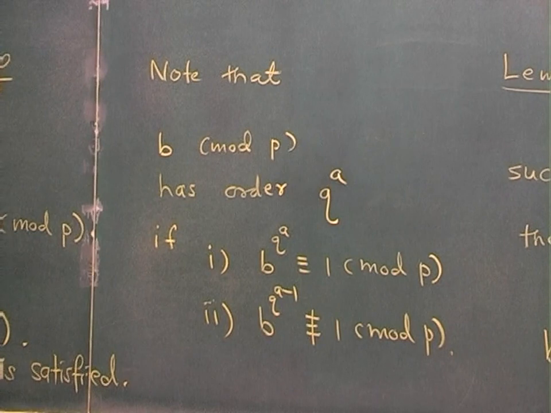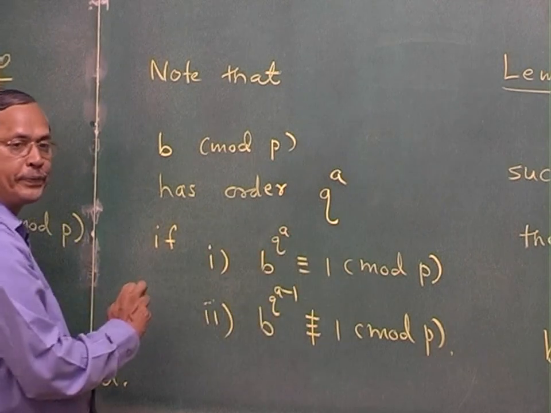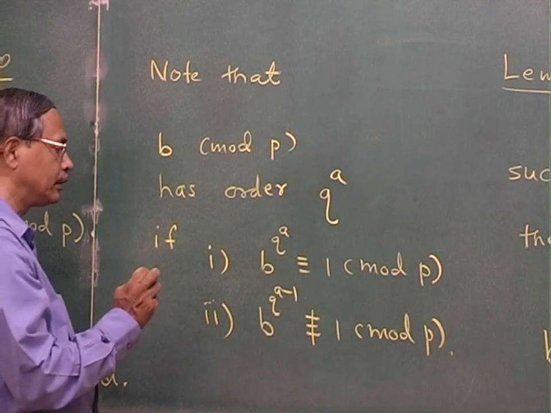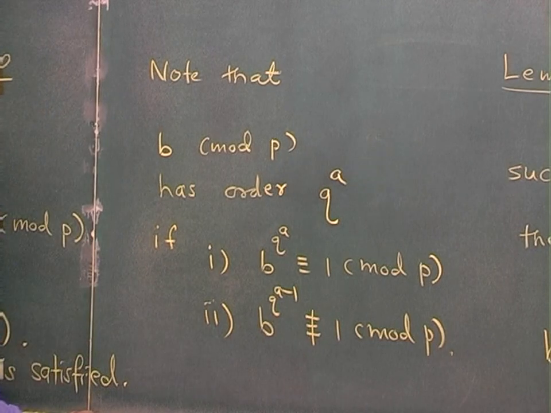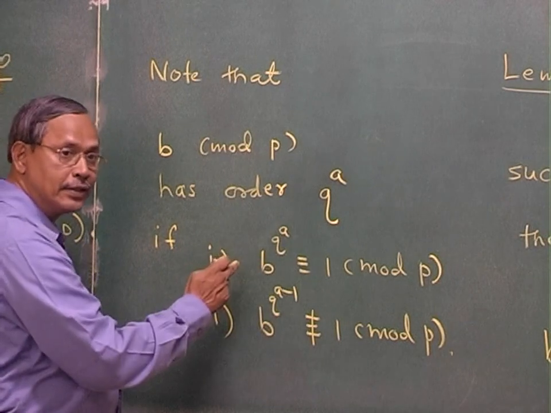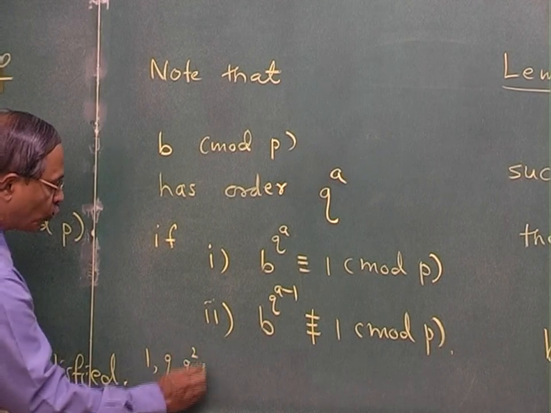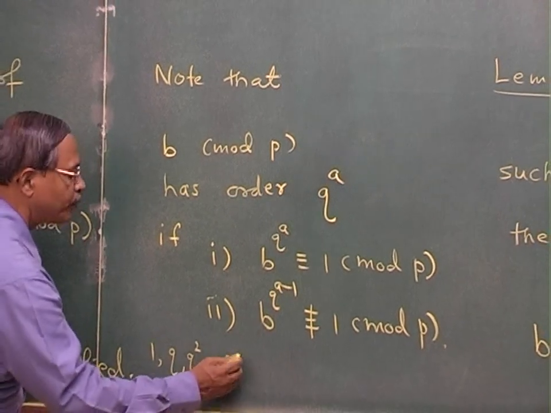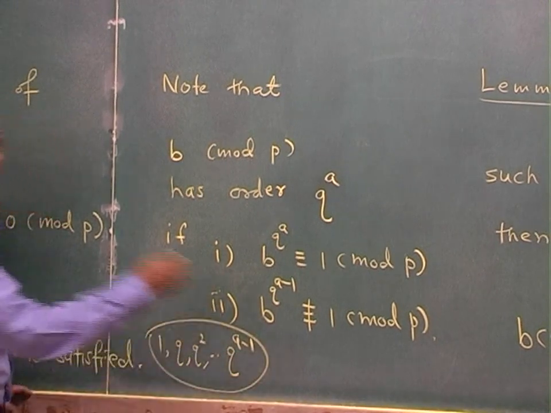b mod p has order q raised to a means the first condition: b raised to q raised to a should be congruent to 1 mod p. Second condition, the order should not be smaller than this. But if the order is smaller, then it has to be a divisor of q raised to a. It is a proper divisor. Proper divisor means 1, q, q squared, up to q raised to a minus 1, one of these. The order must be one of these.